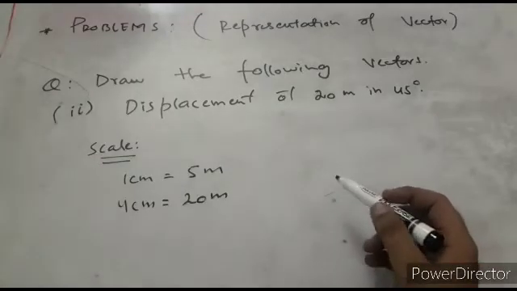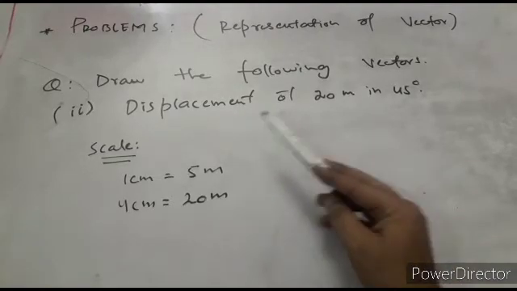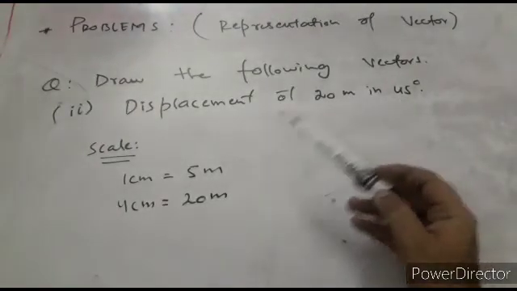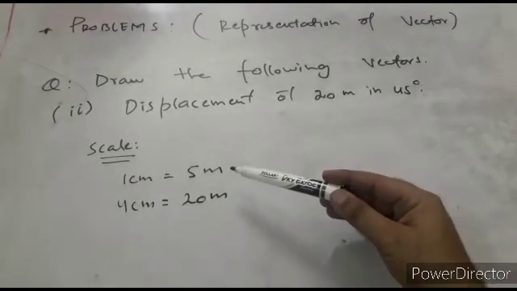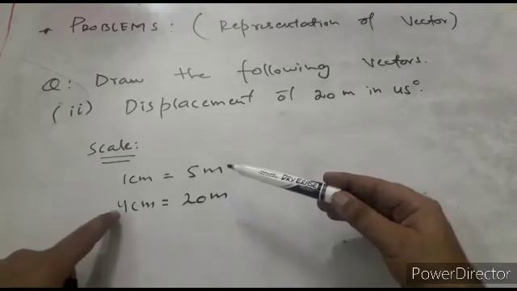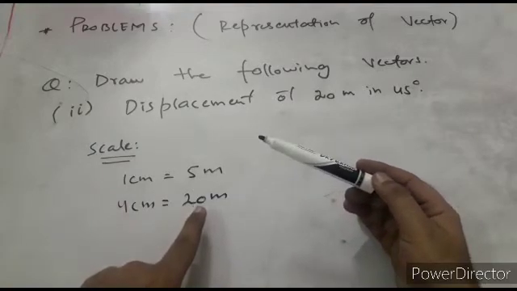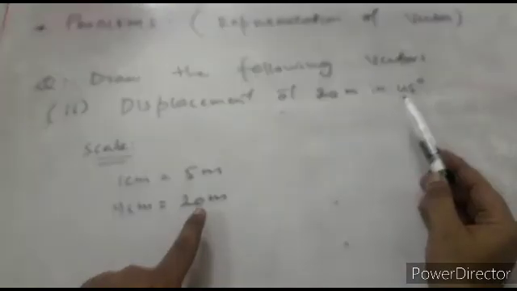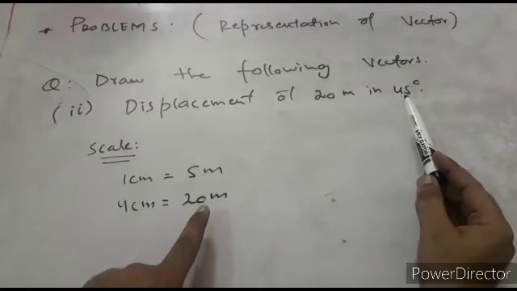Okay students, the next problem is we have to draw a displacement vector of 20 meters in the 45-degree direction. First of all, we set a scale. A suitable scale is 1 centimeter equals 5 meters. If I multiply by 4 on both sides, 4 centimeters will equal 20 meters. We don't need a direction scale here because the direction is given in degrees.